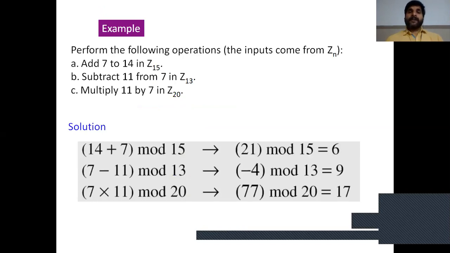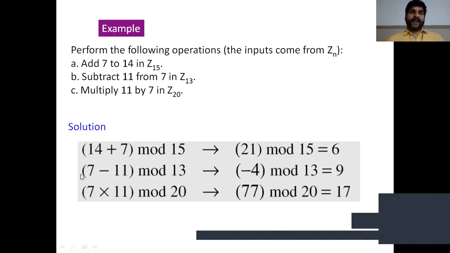For example, add 7 to 14 in Z15. 14 plus 7 mod 15. So adding 7 to 14 in Z15 is represented as 14 plus 7 mod 15, 21 mod 15, and the remainder is 6.